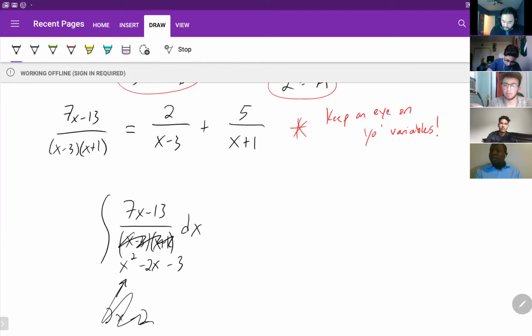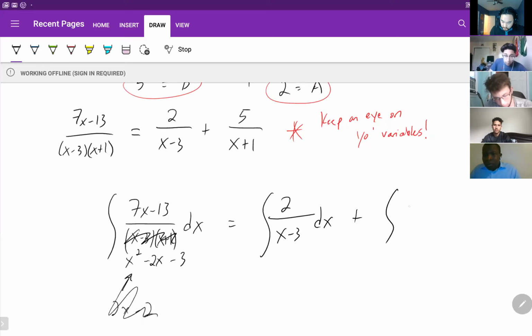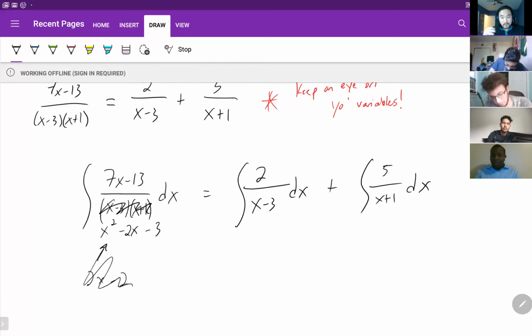Because watch. Since we did all the work already above, I can rewrite this as integral of 2 over x minus 3 dx plus integral of 5 over x plus 1 dx. And do I know how to integrate those two pieces? Yes, I do. Okay, or you do. You better. If you have an x on the bottom, we know that the integral of that is going to be some form of ln.